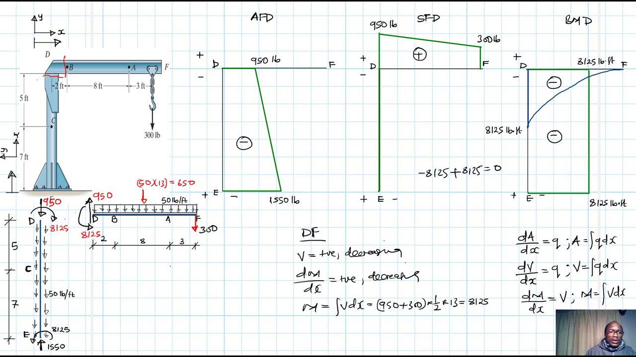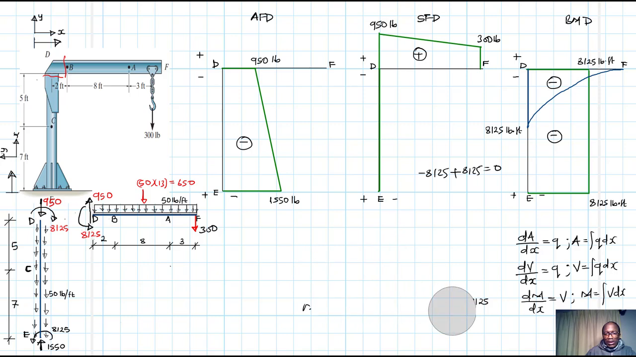Okay. So this is really about it. We have done everything that we were expected to do. We found the internal forces at A, B, and C, and we also decided to draw the axial force diagram, the shear force diagram, and the bending moment diagram.